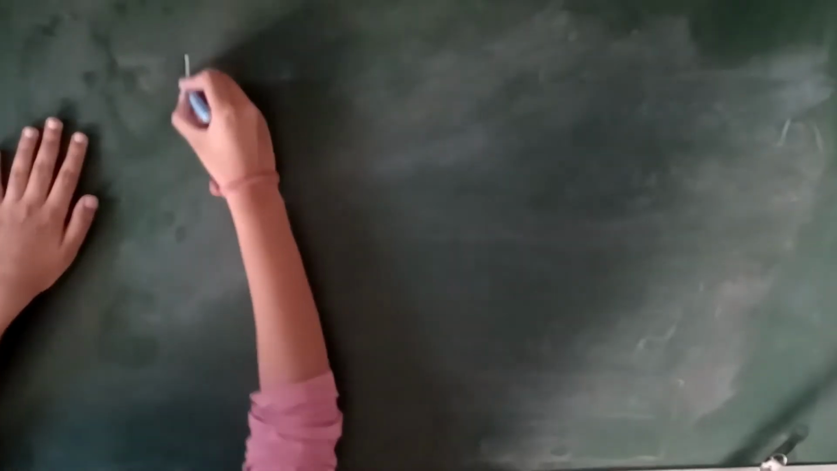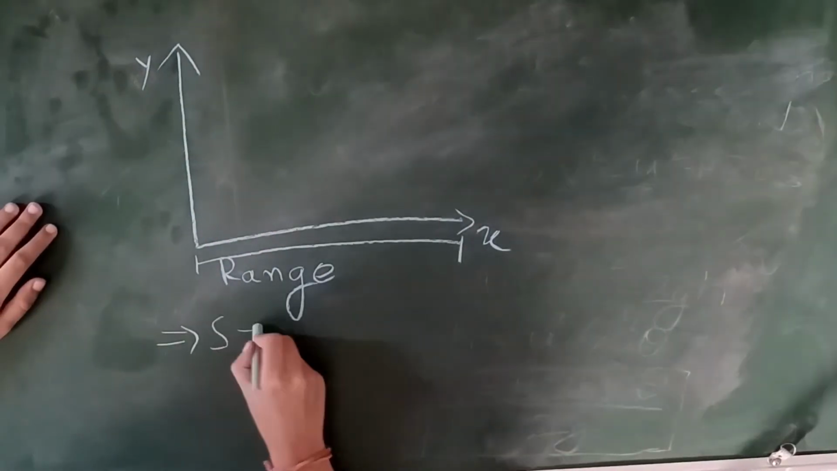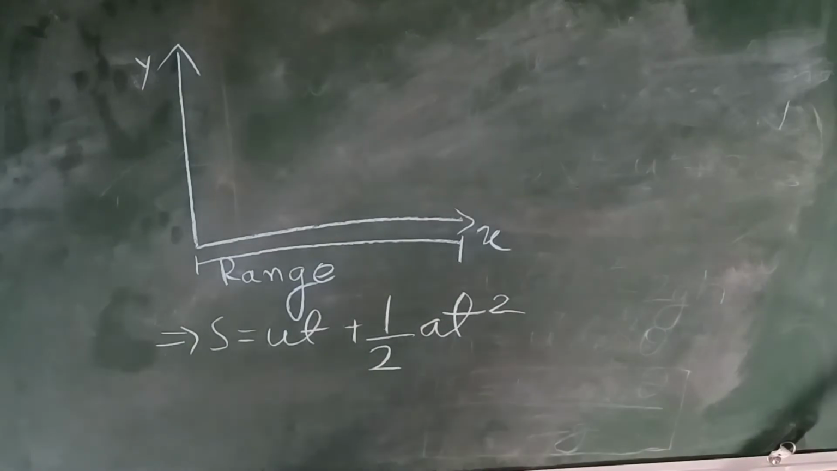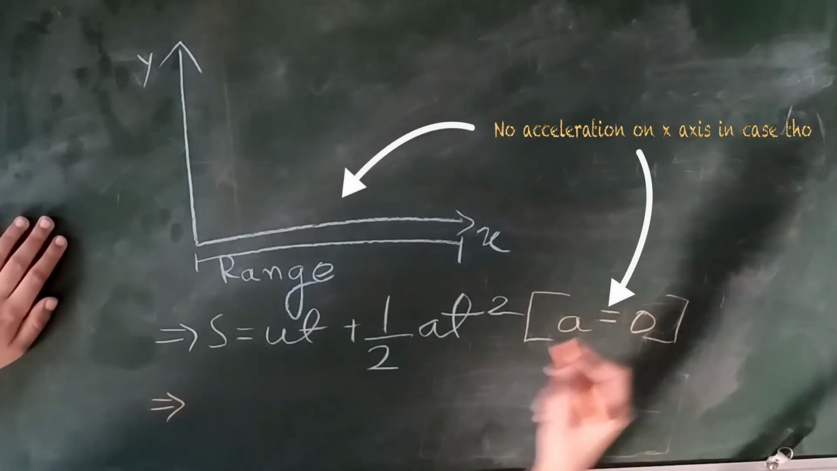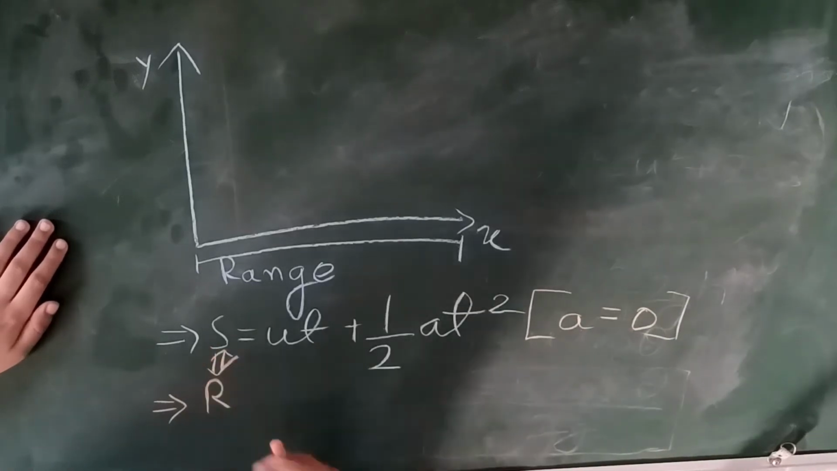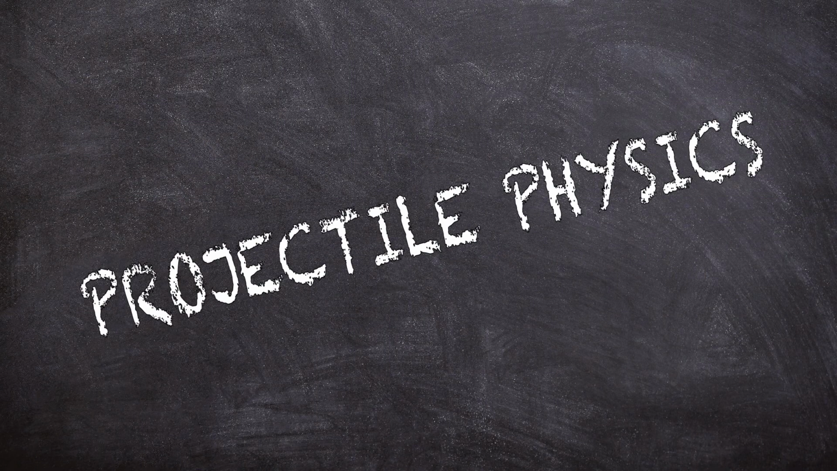For range, aka the maximum distance traveled on the x-axis, the second equation of motion is used, where a is equal to 0, as there is no acceleration on the x-axis. Hence, r is equal to u cos theta times tf, where tf is the time taken by the object to travel the entire parabolic trajectory. And there we go.